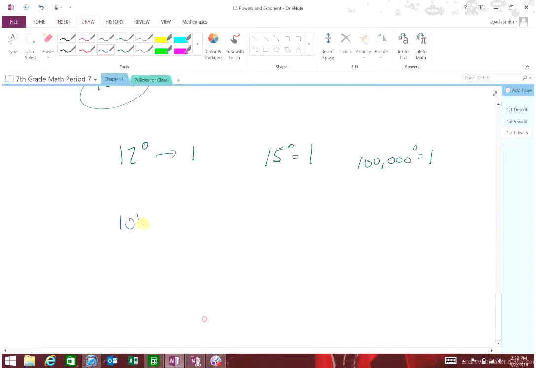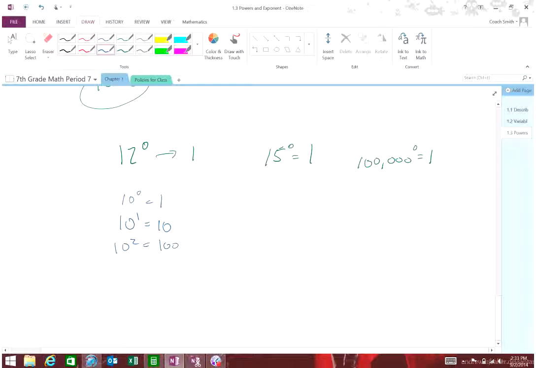what is 10 to the first power equal to? 10. Okay. What is 10 to the second power equal to? 100. Okay. So if 10 to the first is 10 and 10 to the second is 100, then 10 to the 0 can't be 0. So the only thing left that it could be is 1.